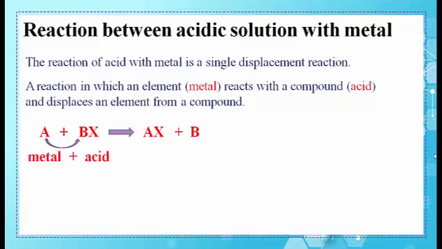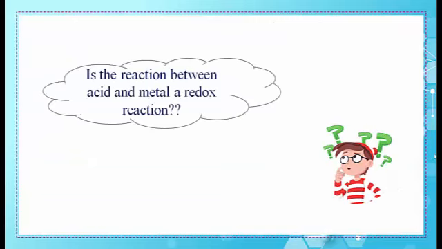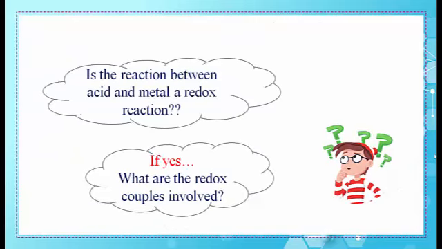When a metal reacts with an acid, they give a salt and hydrogen gas. Always hydrogen gas is produced since the metal replaces hydrogen in the acid. Now, is the reaction between acid and metal a redox reaction or not? If yes, what are the redox couples involved in this reaction?